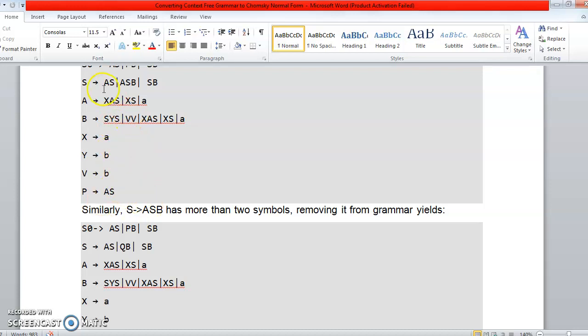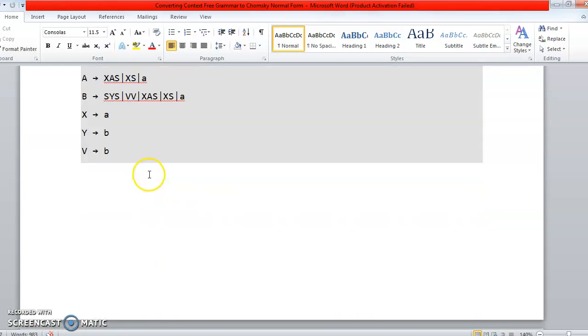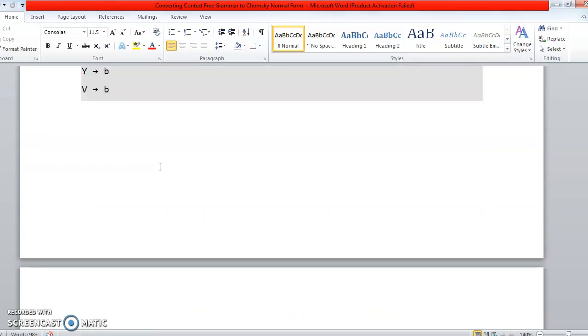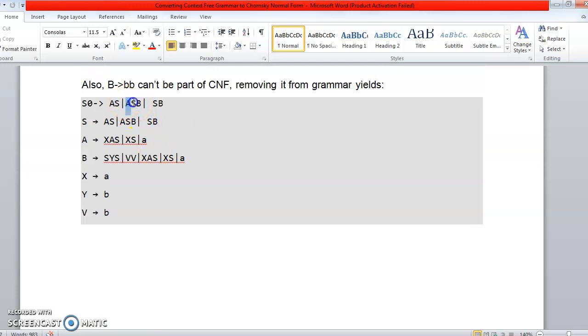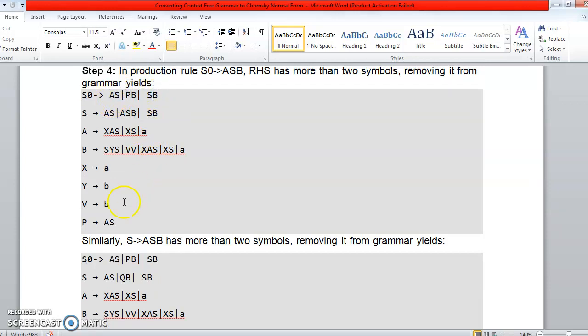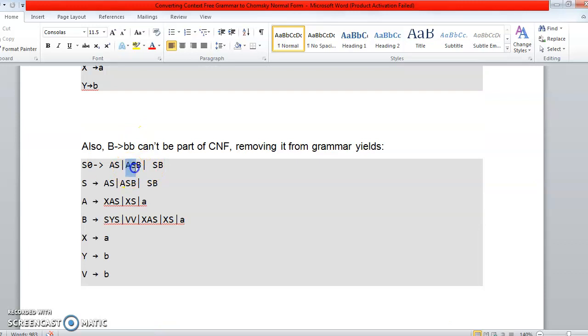So here in the first line, for ASB, we find the number of variables is 3, right? So we use P. We replace AS with the capital P. So S0 produces PB, and P produces AS, where we replace AS with P. This is applicable, and here there are only 2 variables in the right hand side. More than 2 variables in the right hand side is not applicable, so we replace this AS with the capital P.